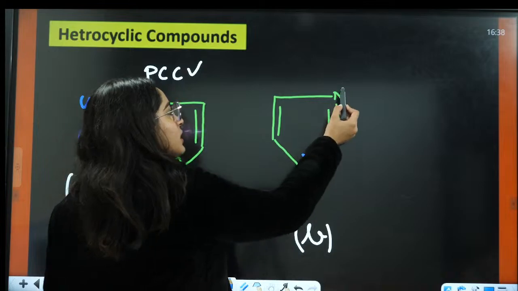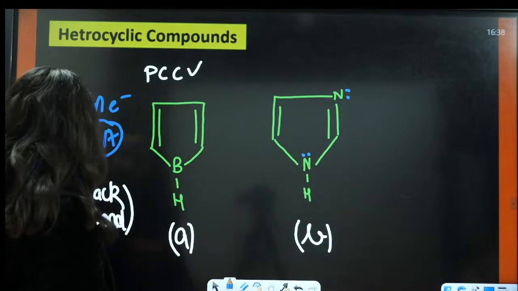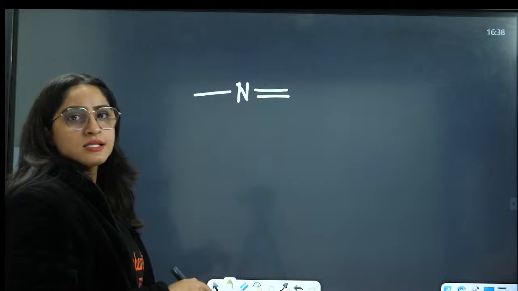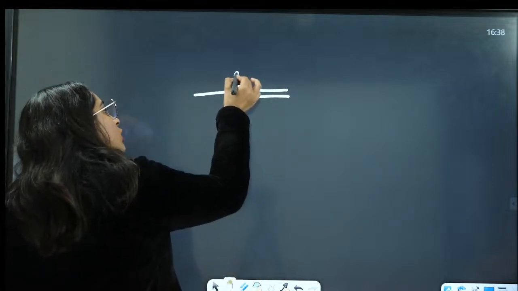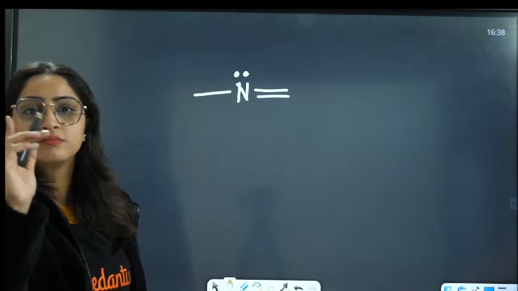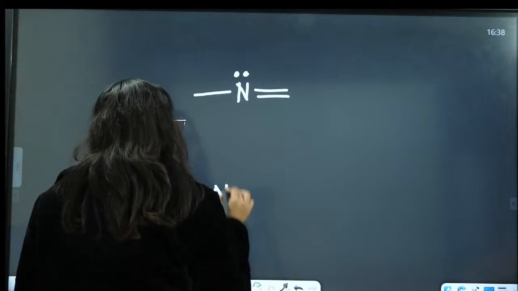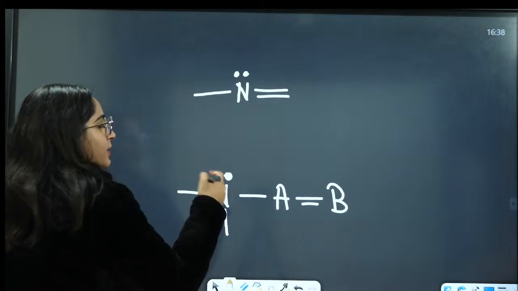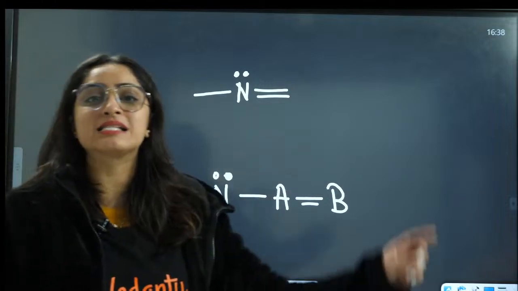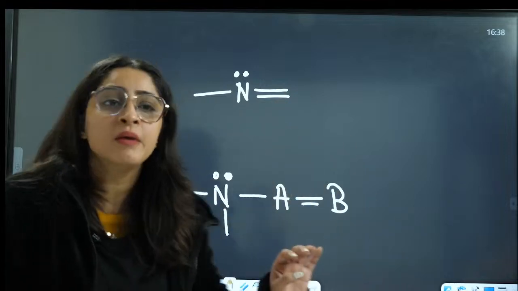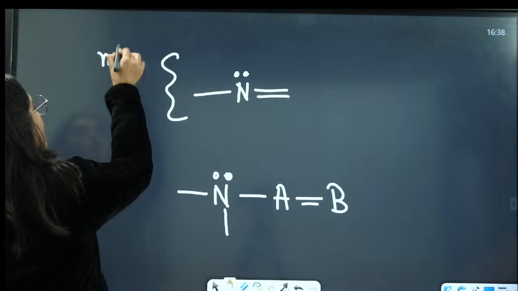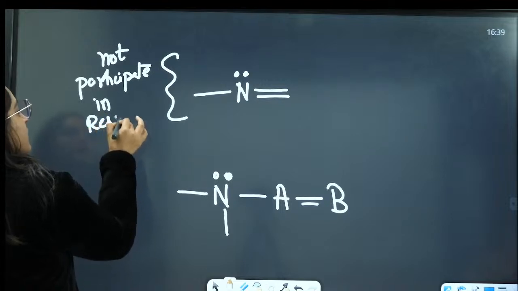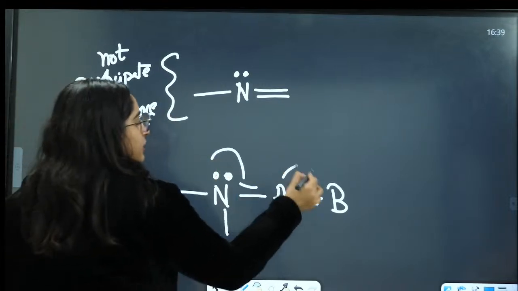On this nitrogen atom as well, there will be one lone pair. Now, understand this thing. If you have one nitrogen and the double bond is linked to that nitrogen only, then this lone pair will not participate in the resonance. If you have one lone pair on this nitrogen, and then you have A, then you have B, then this lone pair will be involved in the resonance. So if the double bond is directly bonded to the nitrogen atom, they will not participate in resonance, and these will participate in the resonance.